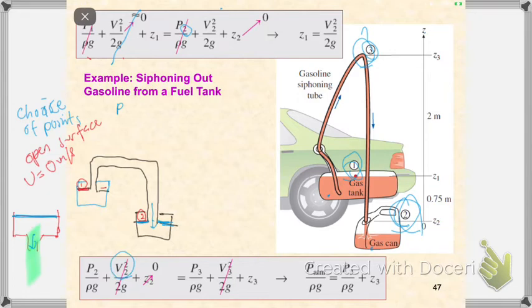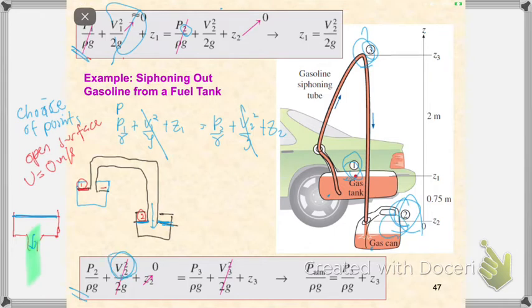If we take directly between 1 and 2, then you will have P1 over gamma, V1 squared over 2g, Z1. We are not splitting our Bernoulli equation; we take directly from point 1 to point 2. It's a bit confusing because this part is separating the points. Now this one becomes 0 and 0. To double check, V1 becomes 0, and your V2 there becomes 0 as well.